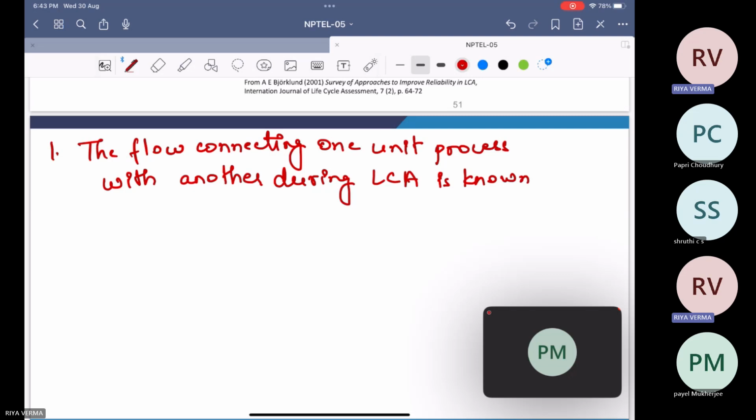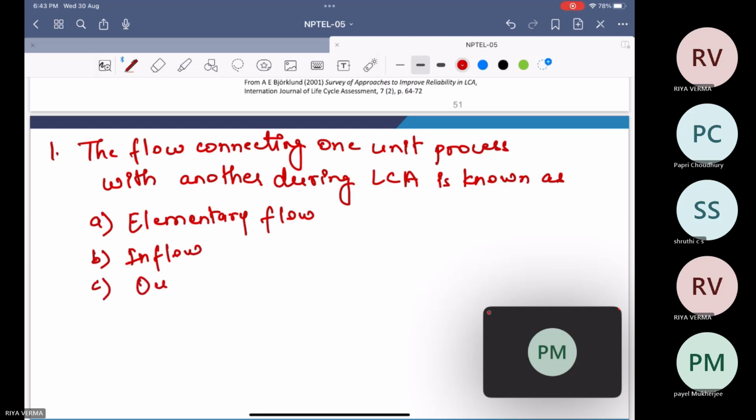If I don't give you the options, if anyone may tell me the answer, because I've discussed this twice during the class. The flow, elementary flow, that is used to connect one unit process with another. Shall I give you the examples? Elementary flow, inflow, outflow.